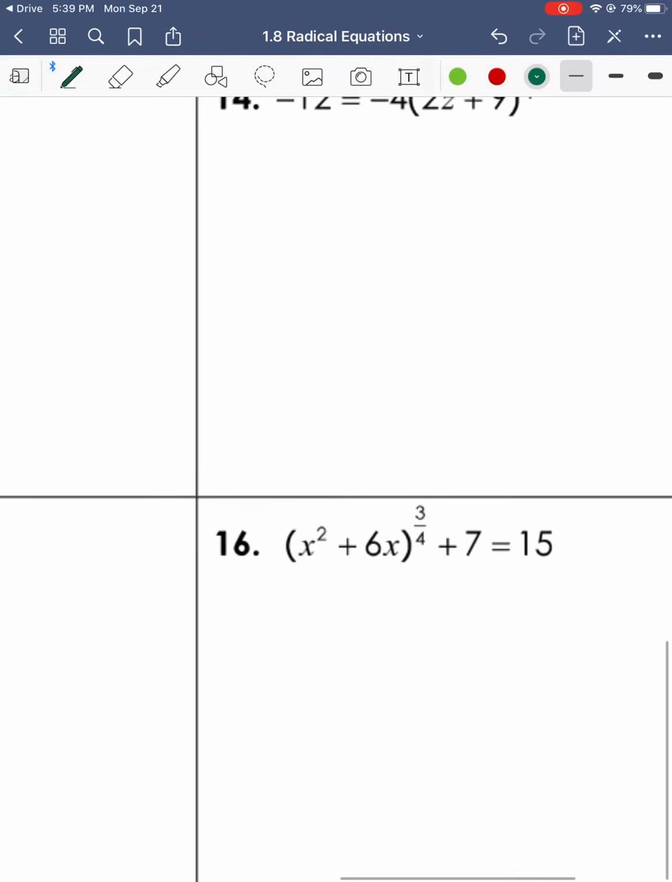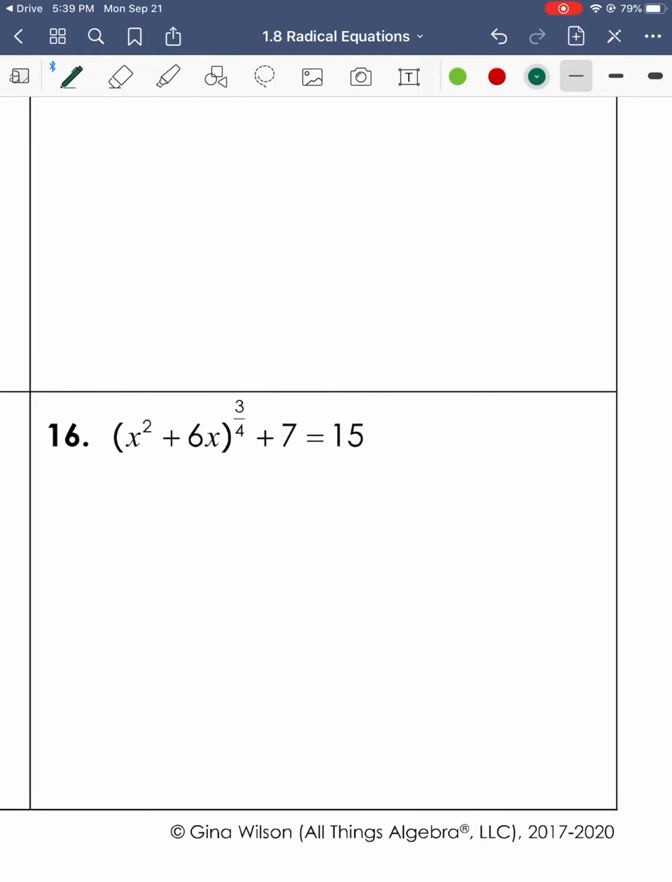And then let's do one more problem. Let's tackle number 16 here. It looks like this is a juicy one. Okay, so first step is to isolate the power. So we're going to subtract 7 from both sides. Then we have x squared plus 6x raised to the 3/4 is equal to 8. Wow, I need to go home, I think.